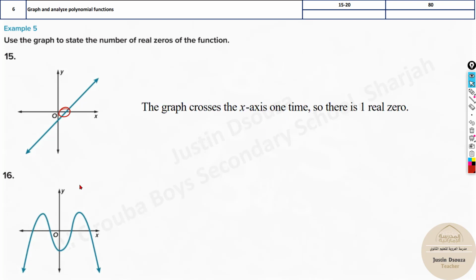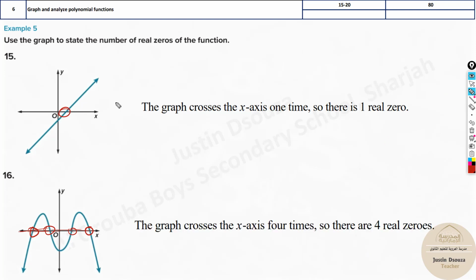There is only one. Over here, let's see all the x-axis points, the x-intercept points. Intercept in the sense when the graph touches the x-axis. Here 1, 2, 3, 4. There are 4 real zeros. Now, just for your extra knowledge, the first one is a linear graph. It is like y equals mx plus b. Here, it is a polynomial of power 4, a quartic graph: x to the power 4 plus x to the power 3 plus x to the power 2 plus x plus some constant.